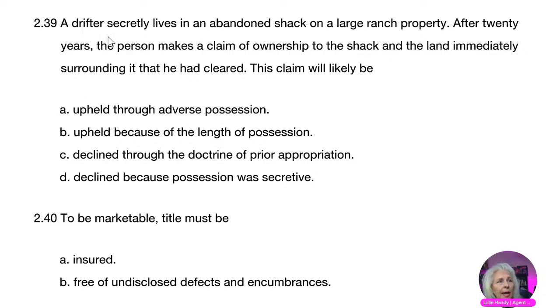So in this case, it says what? A drifter secretly. That's the key word here, secretly. They don't want to be secretly using the land if they want to end up taking rights of it. So the answer here is D. His right to claim adverse possession was declined because possession was secretive. It cannot be secretive if they're going to accept the adverse possession and be awarded the land.